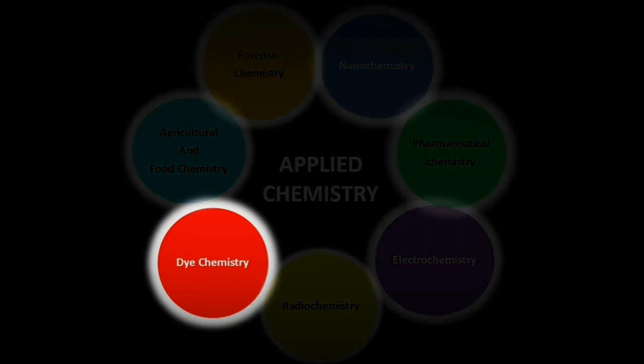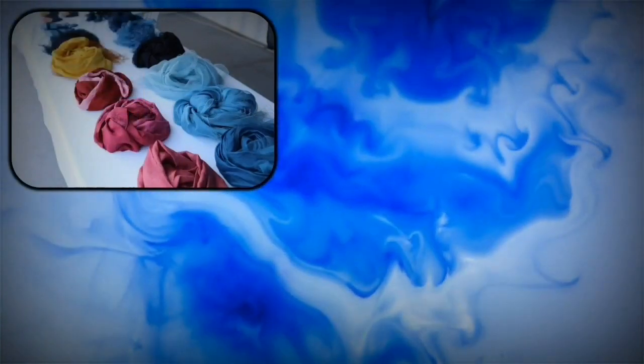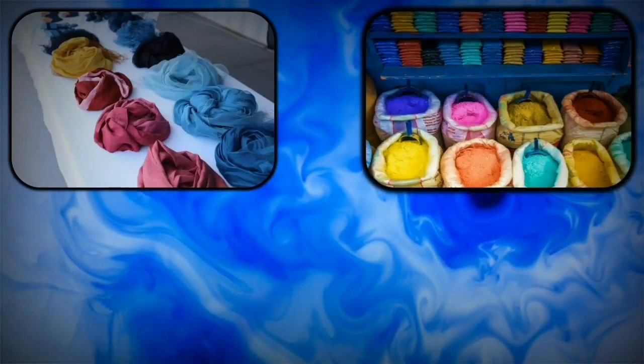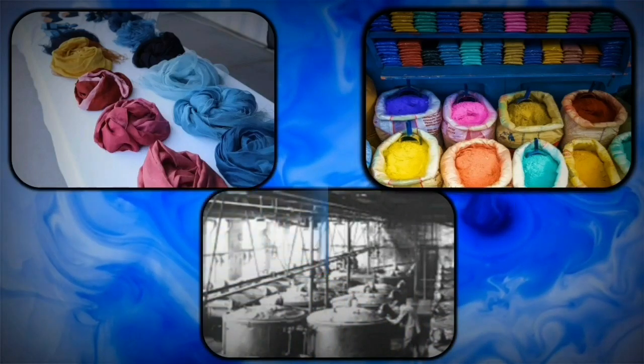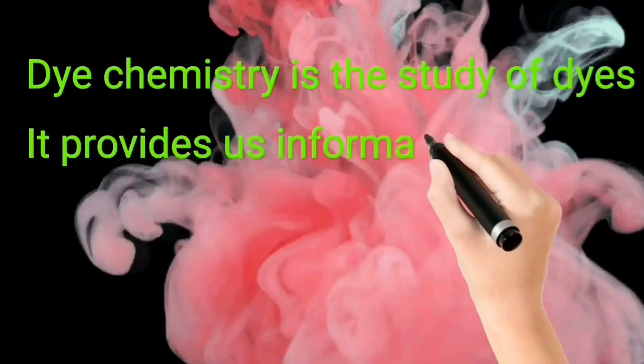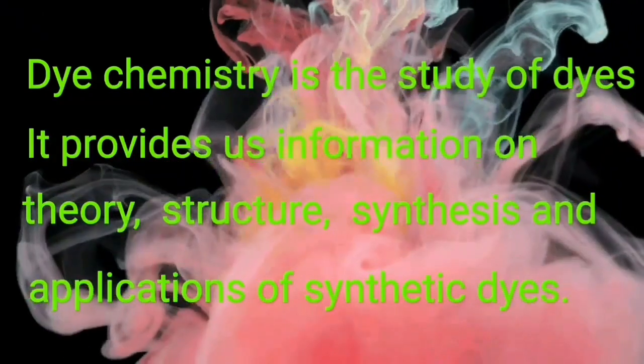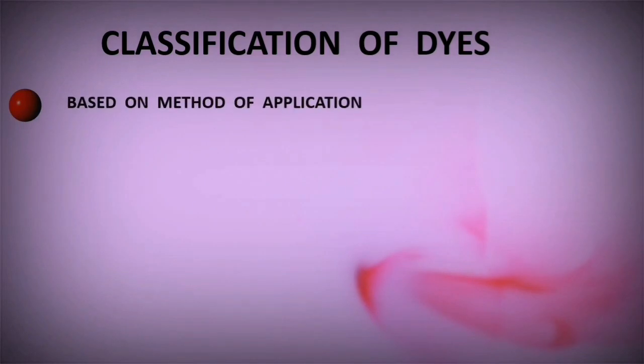Children, in our daily life, we use numerous colored dress materials and colored food products. Do you know how they get colored? These colored materials are called dyes. The dyes are all aromatic compounds originating from plants and also from insects, fungi and lichens. Due to modern technology, many kinds of synthetic dyes were prepared and used by mankind. Dye chemistry is the study of dyes, and it also provides us information on theory, structure, synthesis and application of synthetic dyes. Dyes can be classified based on method of application and based on structure.